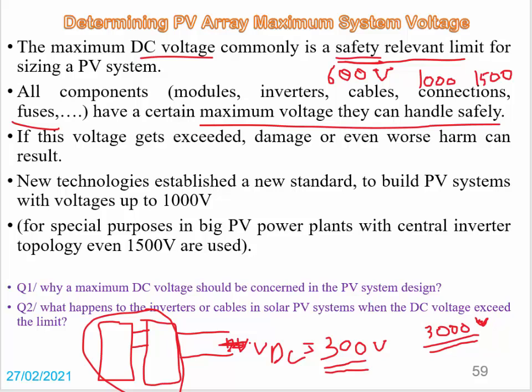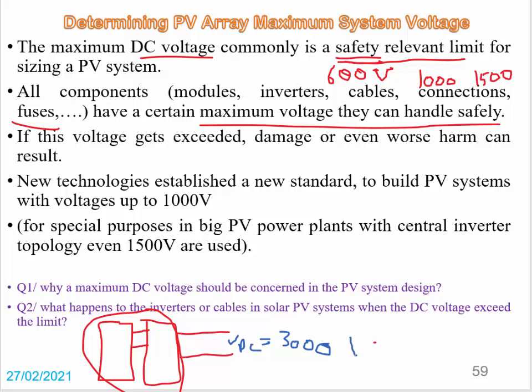The output voltage is 300 volts. Of course, this is the open circuit voltage, the maximum voltage. But if the output voltage, let's say V DC out, equals, for example, 3000 volts, then here we have a problem. This voltage is more than 600.